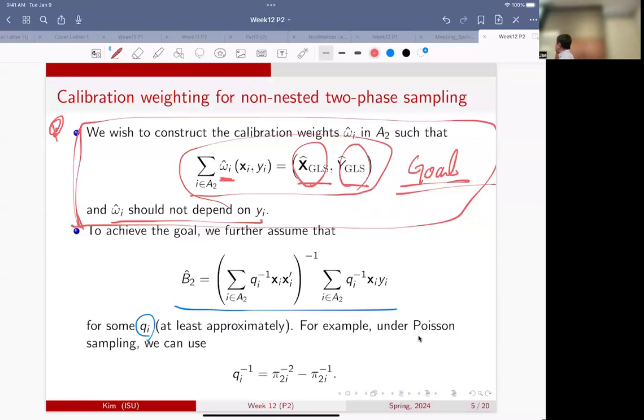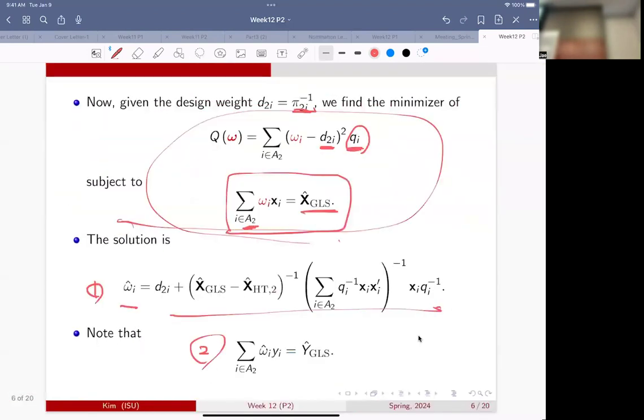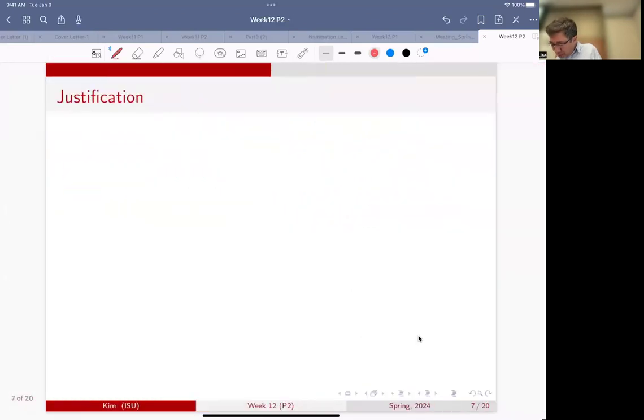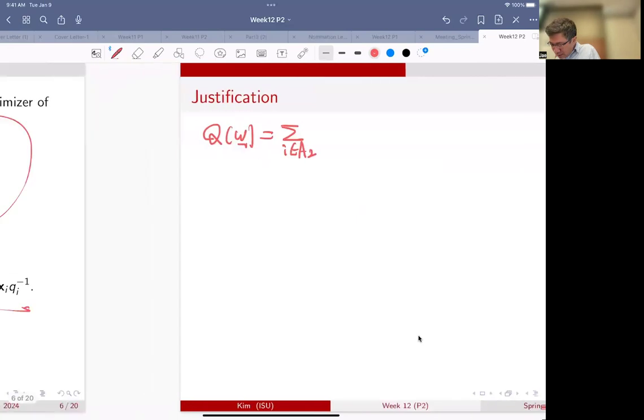The tool is to figure out what is QI first, and then put it into your calibration function, and then solve it. Okay, so the first component should be easy, right? Because we already did a lot of this kind of algebra, but let's do it one more time.